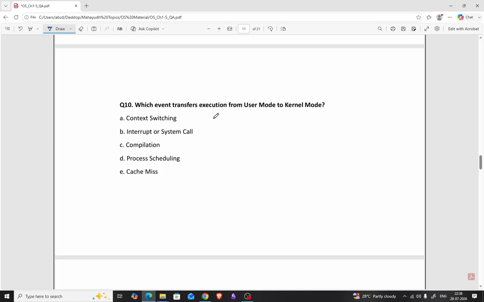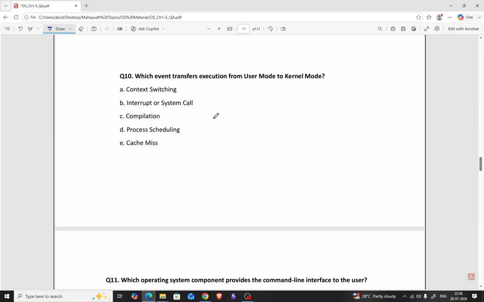Question number 10. Which event transfers execution from user mode to kernel mode?